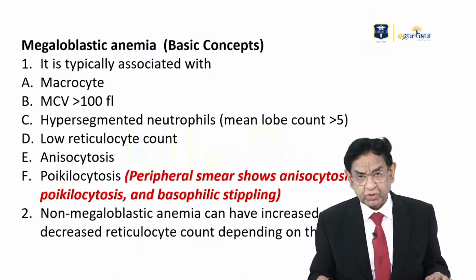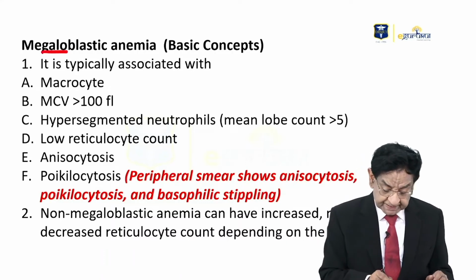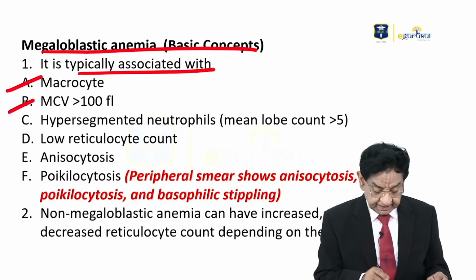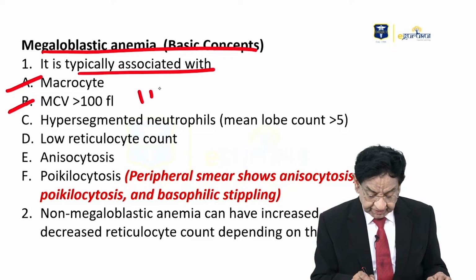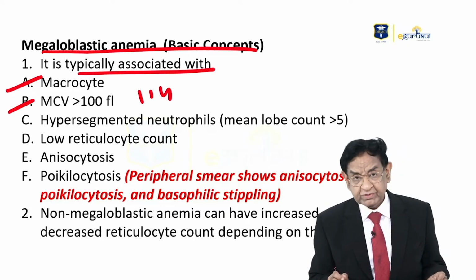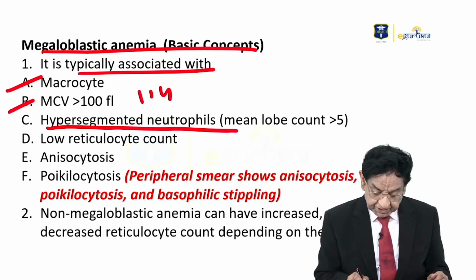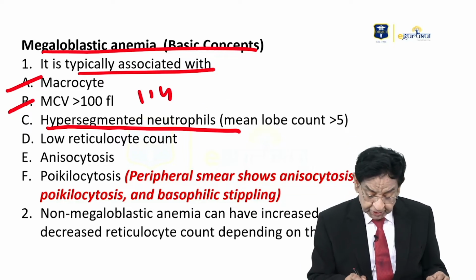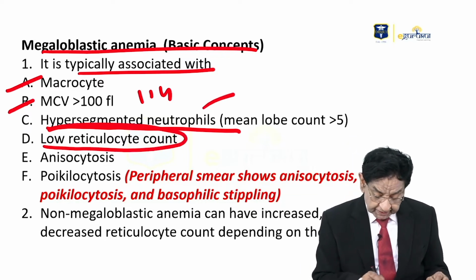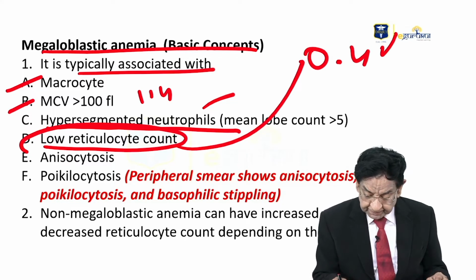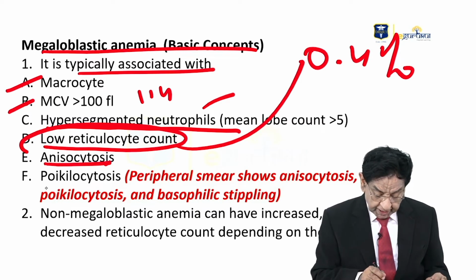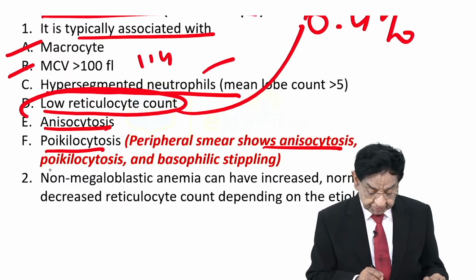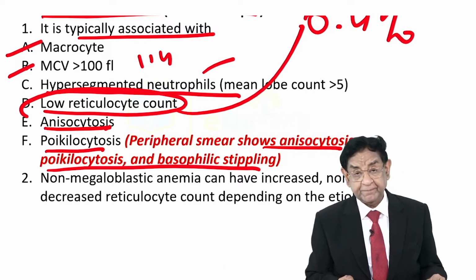Before I discuss more, let's learn the basic concept of megaloblastic anemia. It is typically associated with macrocytes, like in our case, MCV more than 100, here it is 114. Now, we have to look at the neutrophil for hypersegmentation of the nucleus, that means the number of lobes is more than 5. Low retic count, in our case it is 0.4%. And anisocytosis, poikilocytosis, and basophilic stippling are seen in the peripheral smear.